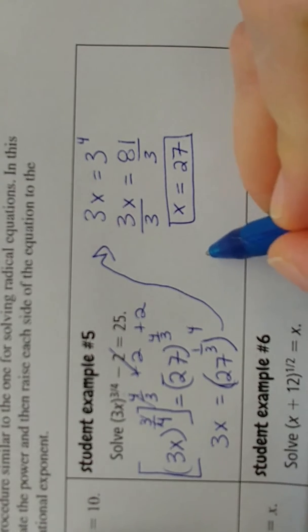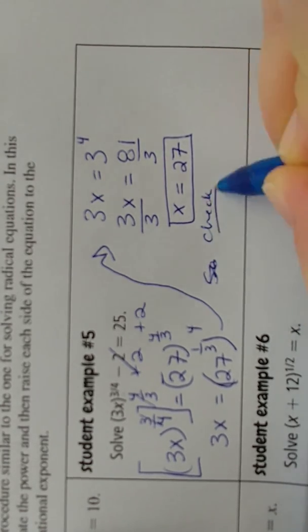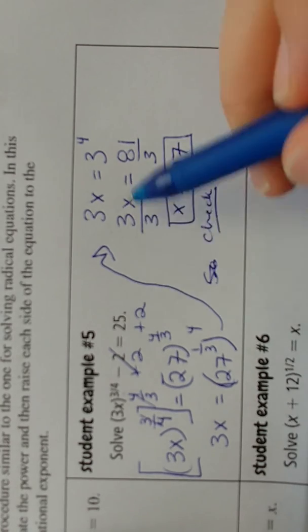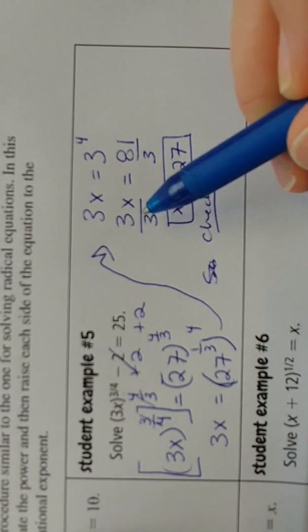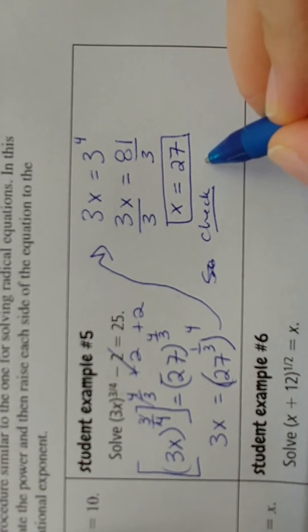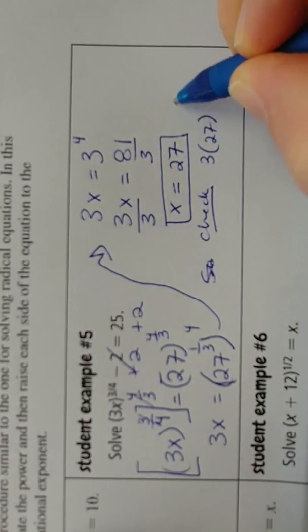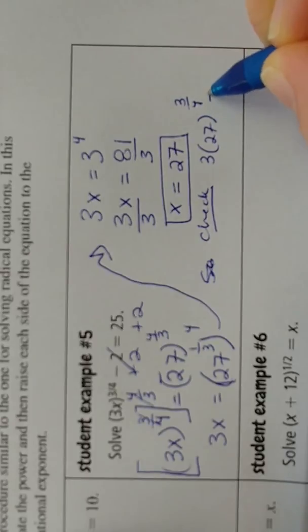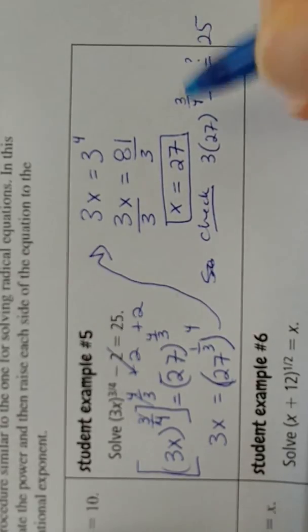So to check this, we just plug it back in. And this one shouldn't have given us any extraneous solutions because we didn't have to square both sides, but we did raise it to the fourth power, so you never know. So I'm going to plug in 27 for x. We're going to raise that to the 3/4 power, subtract 2, and hope to get 25.